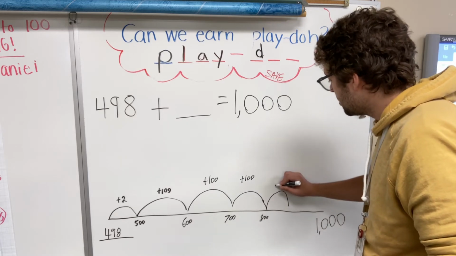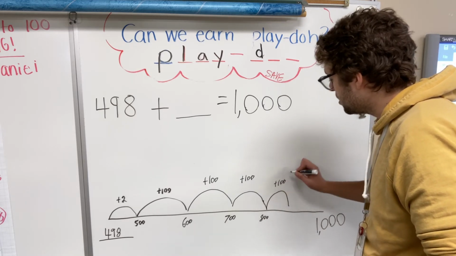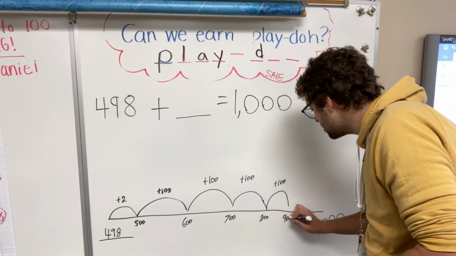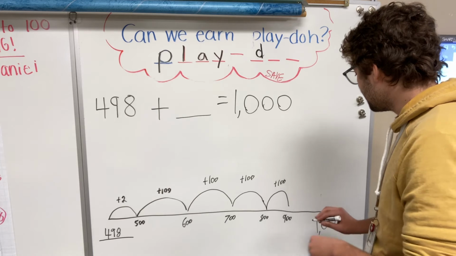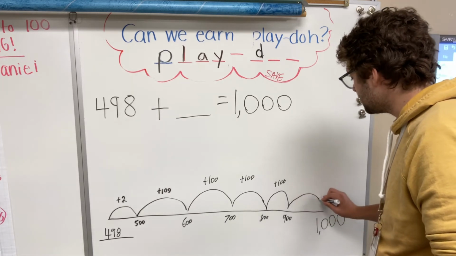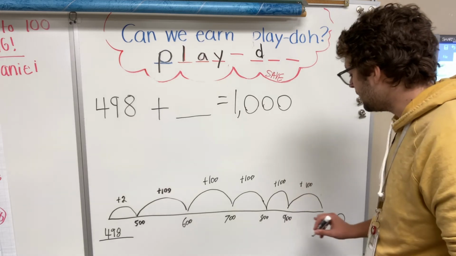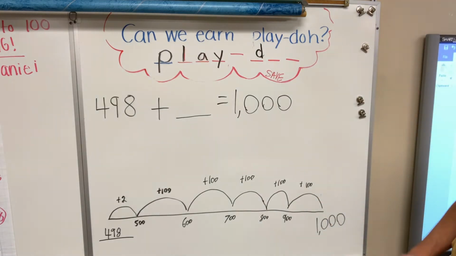One more jump. Plus 100. 800 plus 100 is 900. Looks like I'm getting pretty close, so I'm going to make one more jump. Plus 100. 900 plus 100 is 1,000.